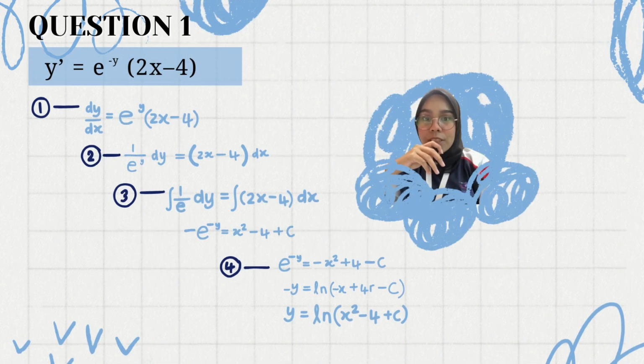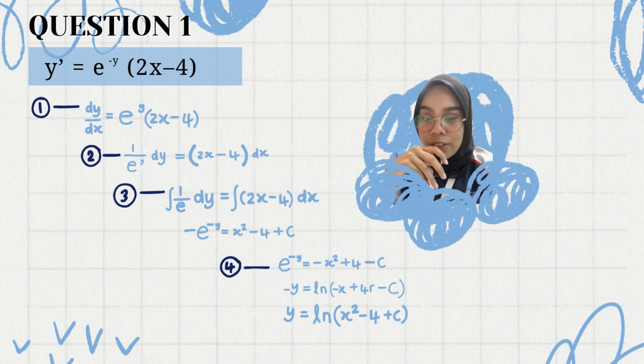We are going to use the separation of variables method to solve the equation step by step. Let's get started. Step 1. Writing down the problem. We are given this first order differential equation. Now recall that y prime is another way to write dy over dx. So we can rewrite the equation as dy over dx equal to e power of y in bracket 2x minus 4. Our goal is to solve for y in terms of x. To do this, we will use the method of separation of variables.